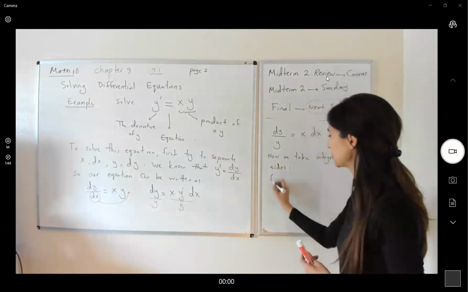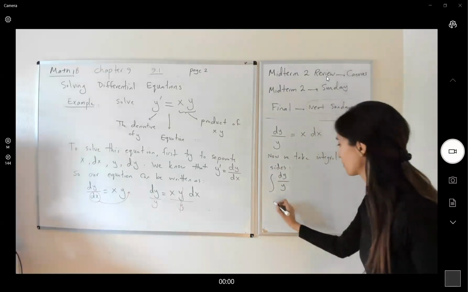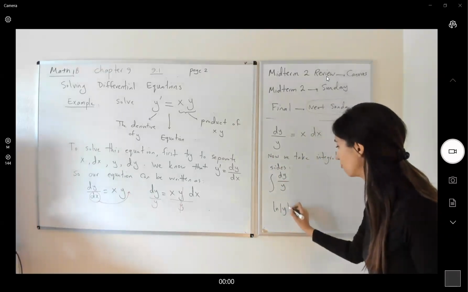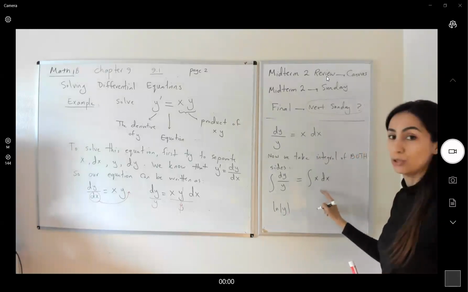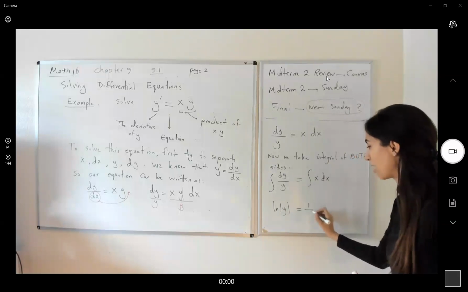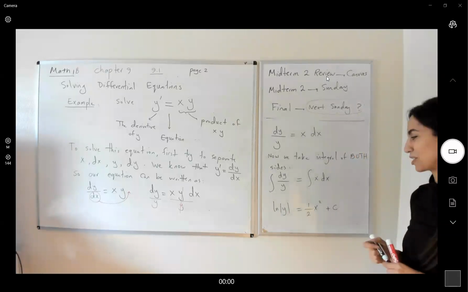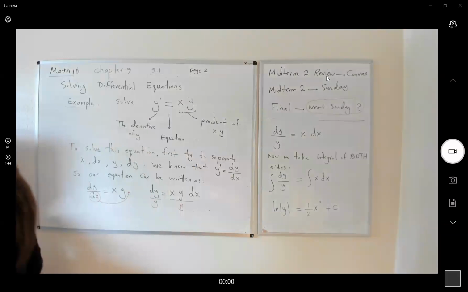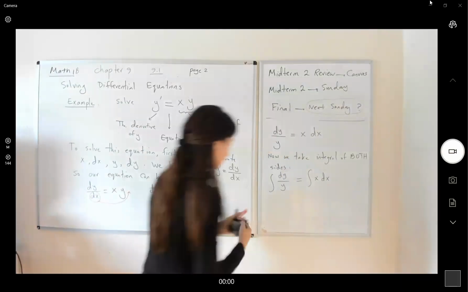The integral of dy over y, you already know this is ln of absolute value of y equals the integral of x dx. You all know that this is equal to a half x squared plus constant of integration. Okay, so they usually simplify this way.